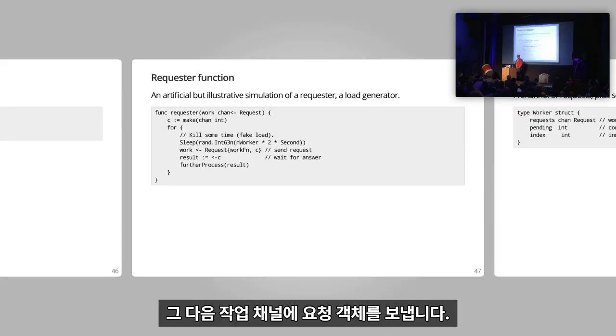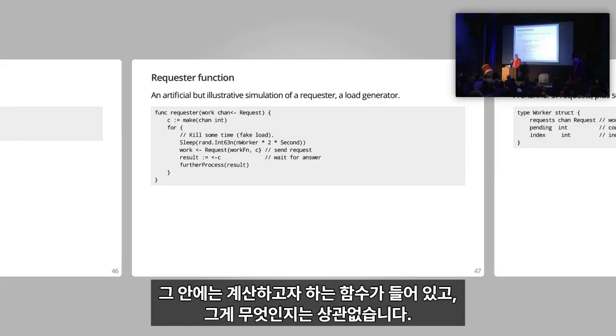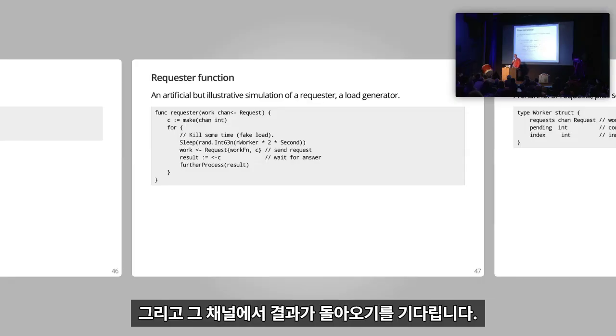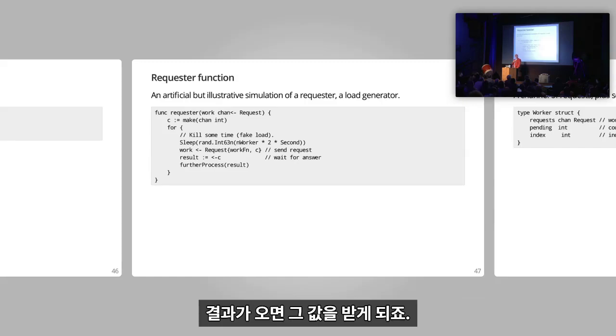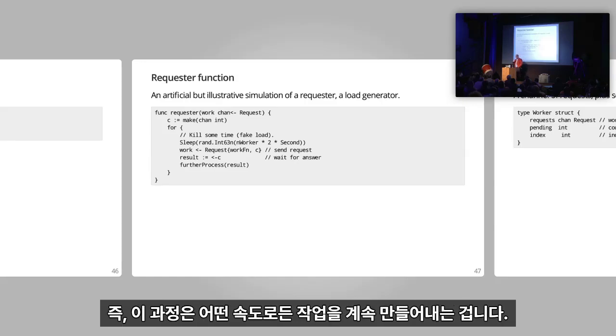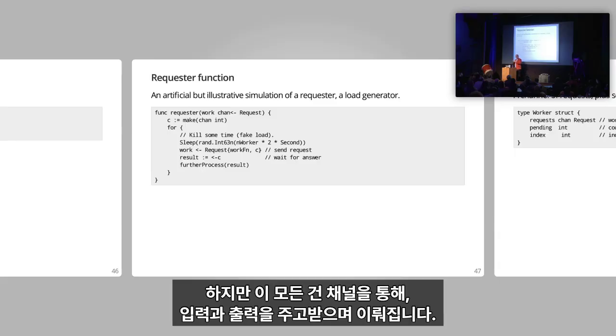And then you send on the work channel a request object with the function you want to calculate, and whatever that is, I don't care, and a channel on which to send the answer back. And then you wait on that channel to get the result to come back. And once you've got that, you probably have to do something with the result. So this is just something generating work at some arbitrary rate. It's just cranking out results. But it's doing it by communicating on channels with inputs and outputs.